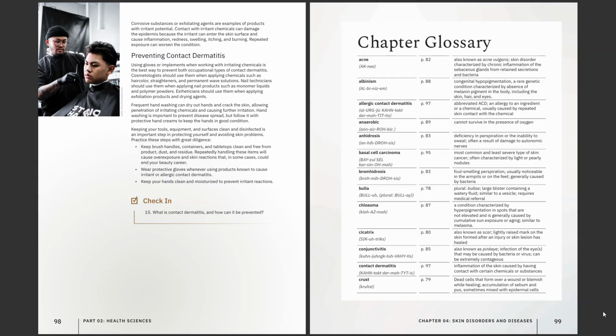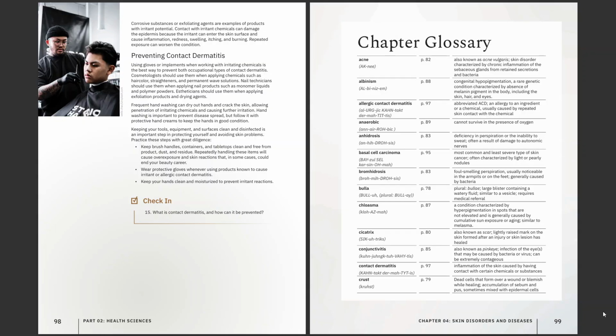Corrosive substances or exfoliating agents are examples of products with irritant potential. Contact with irritant chemicals can damage the epidermis because the irritant can enter the skin surface and cause inflammation, redness, swelling, itching, and burning. Repeated exposure can worsen the condition.